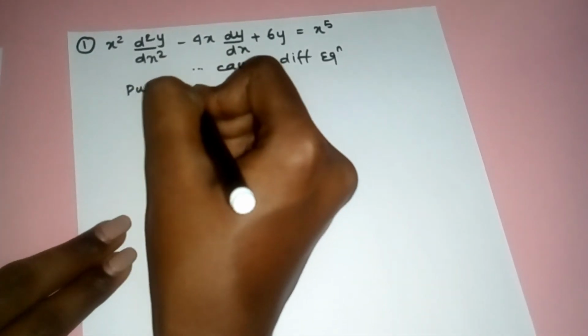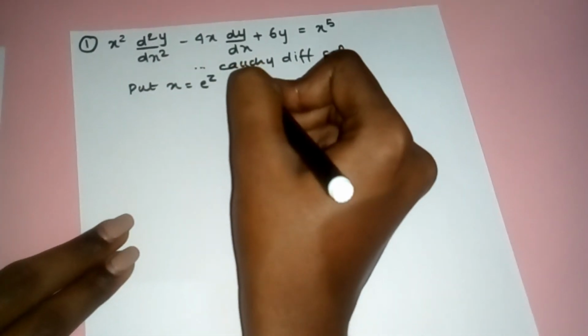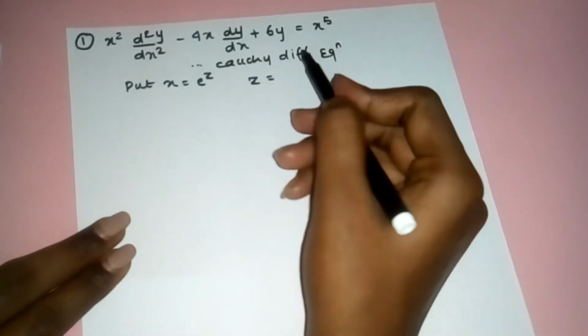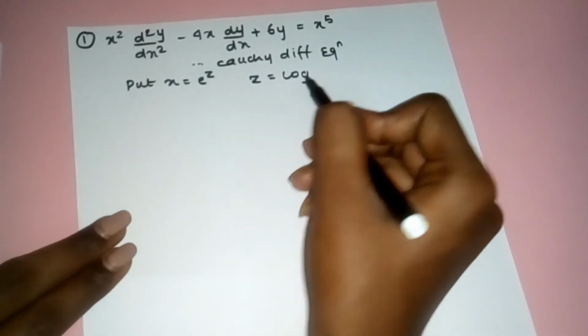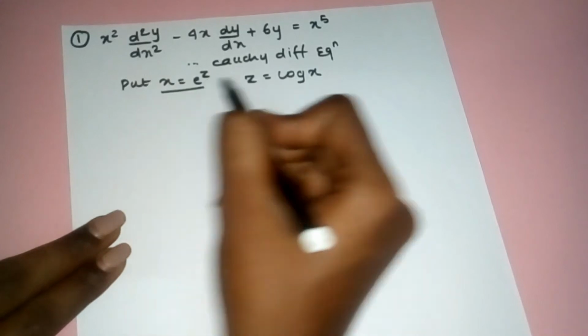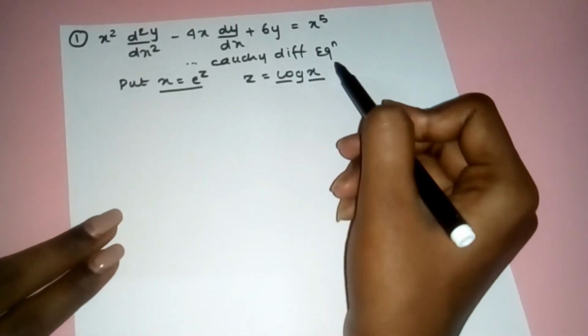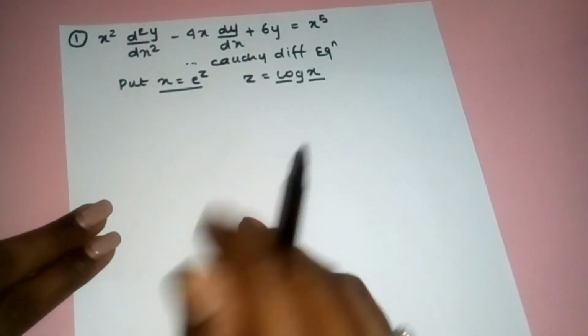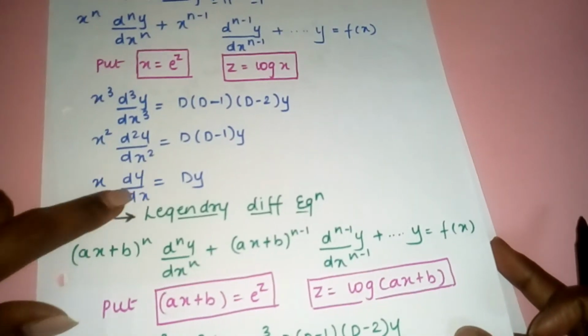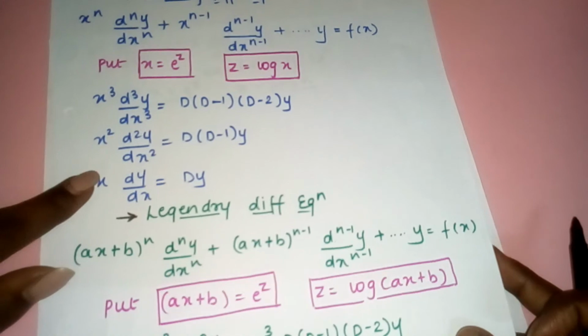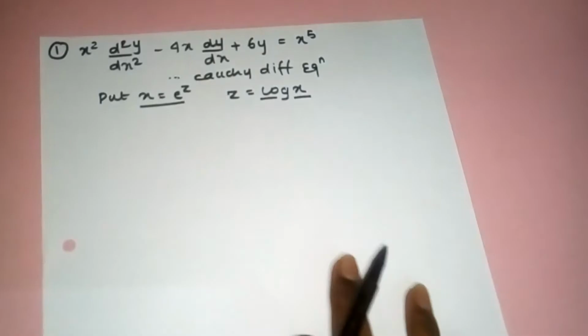Put x is equal to e raised to z and z is equal to log x. These two things we have to put. Then first we'll see that over here they have told how to simplify. This you all understood. So let's try with this.